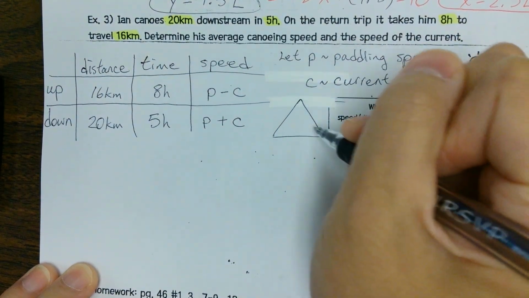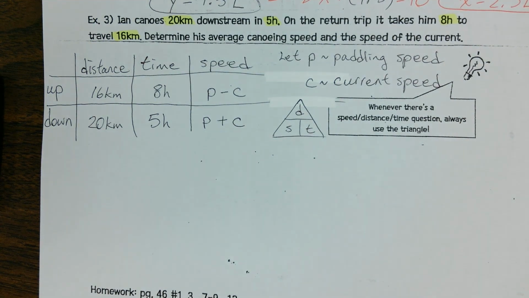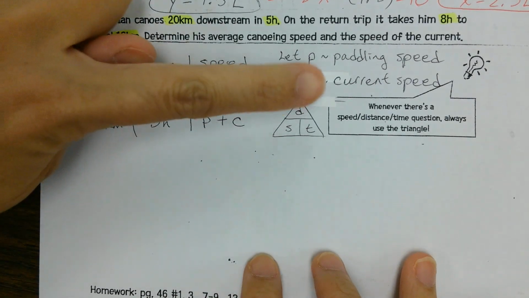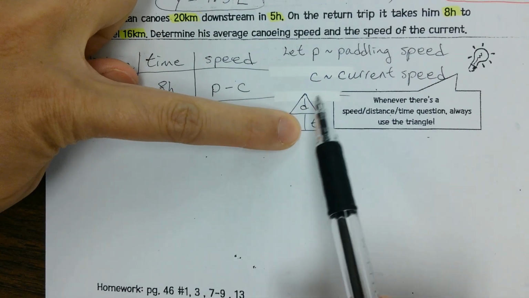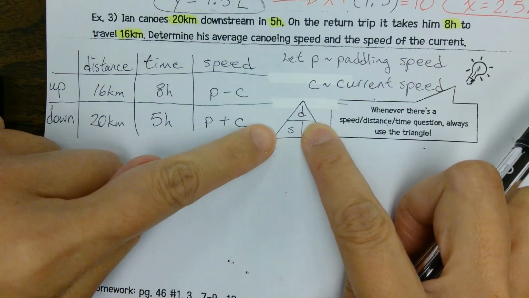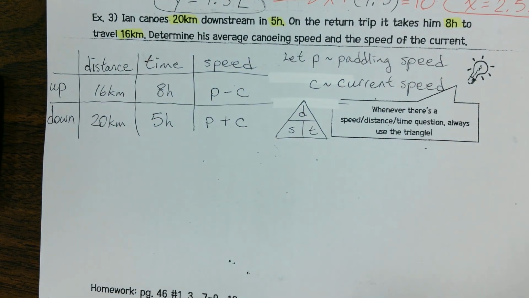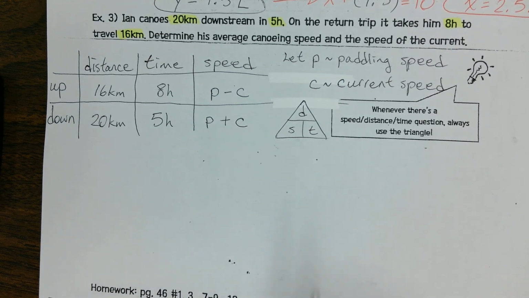Have you guys seen this triangle in science? What do D, S, T stand for? Yep, distance, speed, time. For those who haven't seen this triangle, I use it too. If I want to find distance, the formula is speed times time. If I want to find speed, it's distance divided by time. If I want to find time, I do distance divided by speed. It's a very useful triangle. I use it to this day.